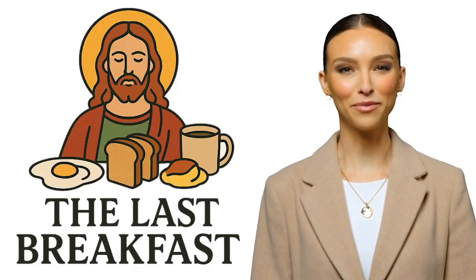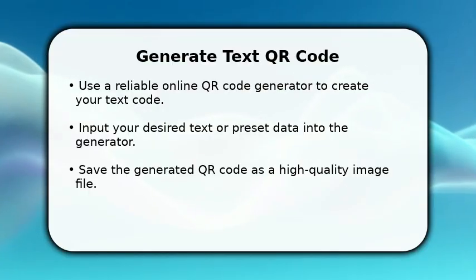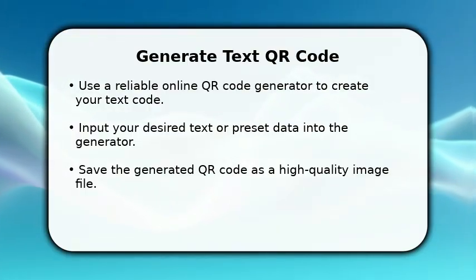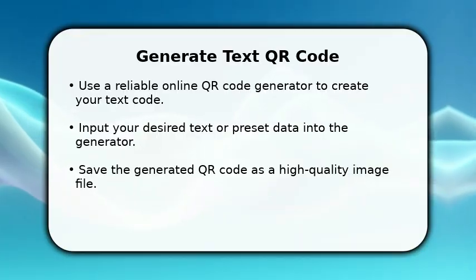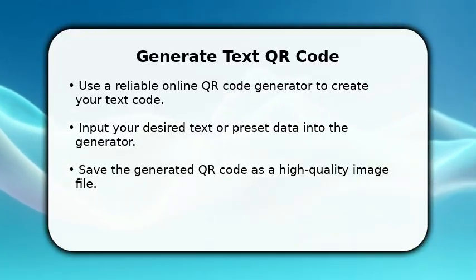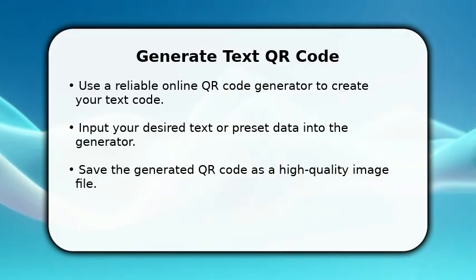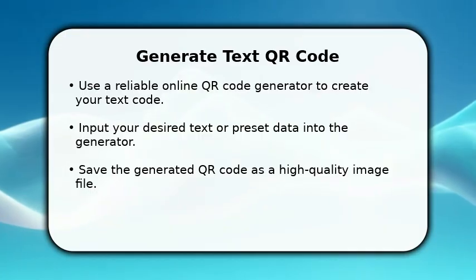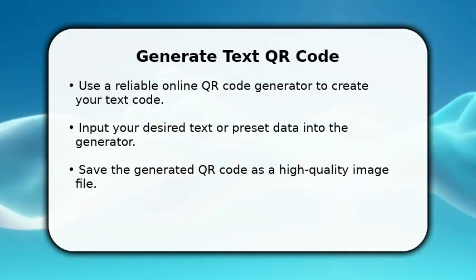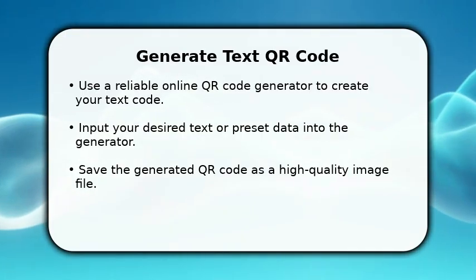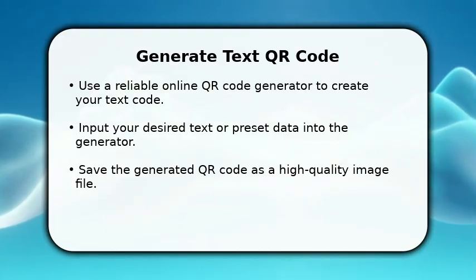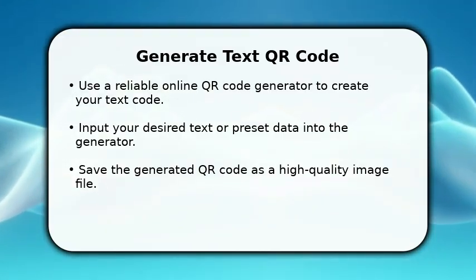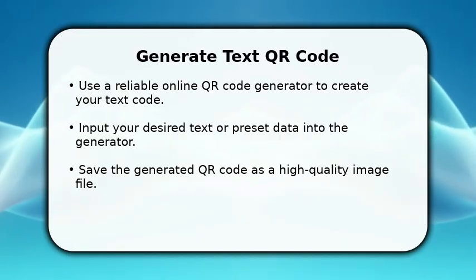Please enjoy the video. In this video, I will explain how to use text QR codes with Videostar. First, you'll need to generate your text QR code. You can use an online QR code generator to input the specific text or preset data you wish to use. Ensure the text is accurate, as this will directly influence your Videostar effect. Once generated, save the QR code as a clear image file, such as a PNG, to your device's photo library.